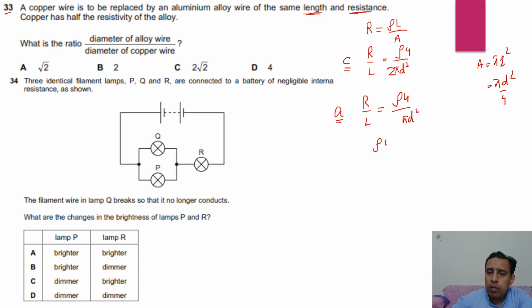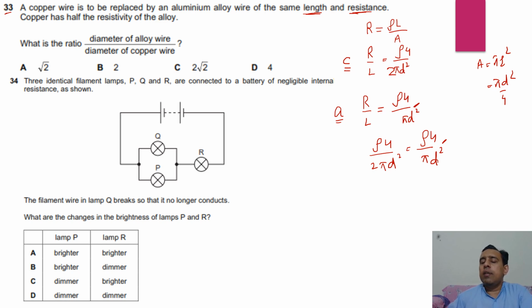This is rho 4 over 2 pi d square is equal to rho 4 over pi d square. So differentiate with these two d's. For copper, this is called d, and for aluminium, this is called d dash. Okay, now you have to write the diameter of the alloy divided by this diameter.